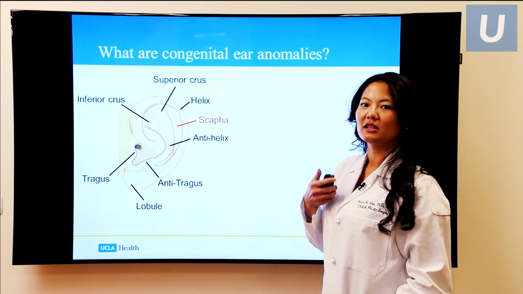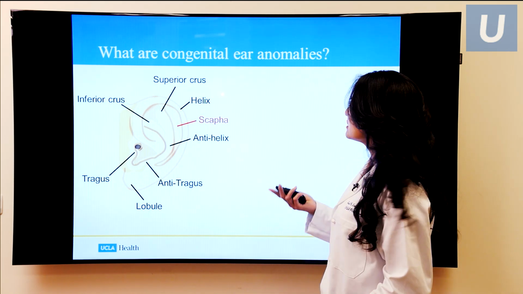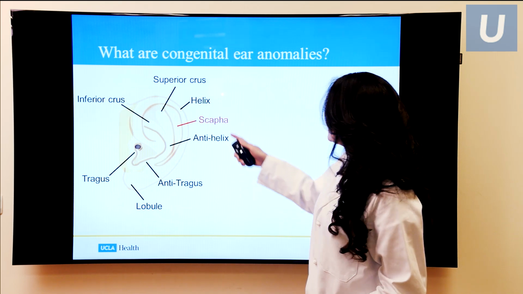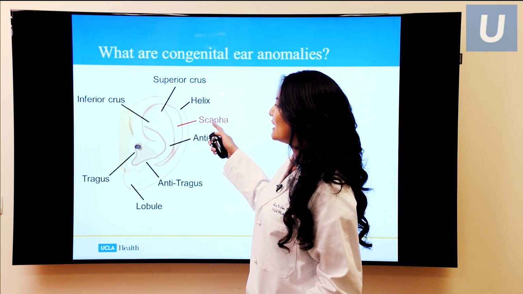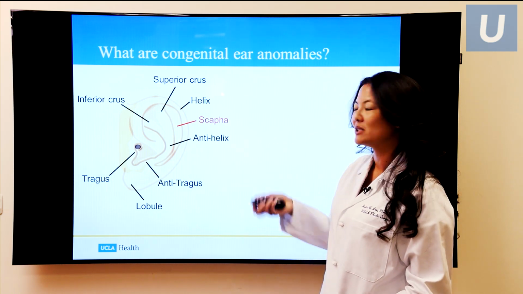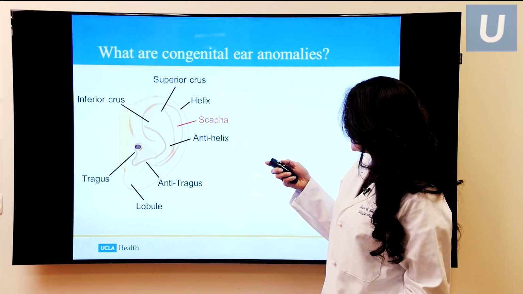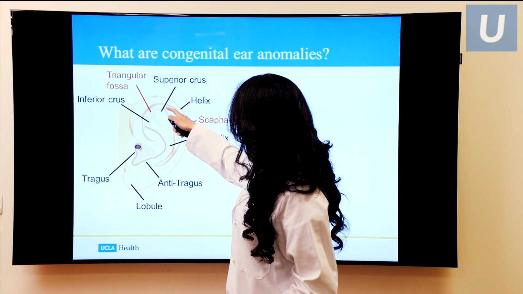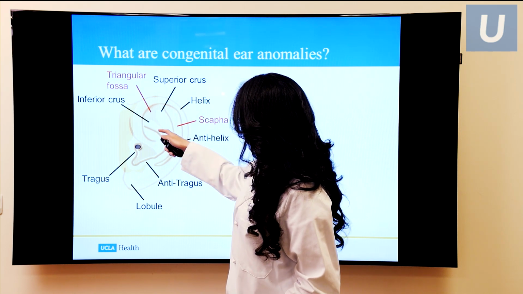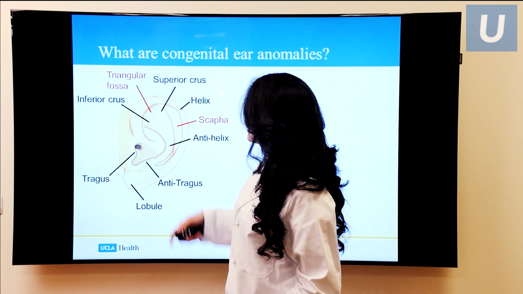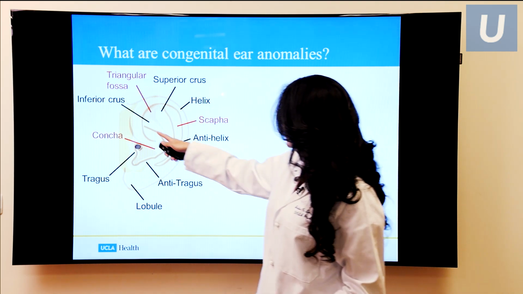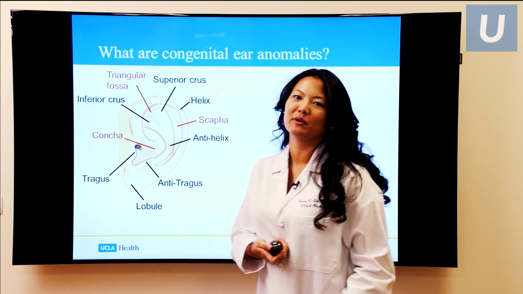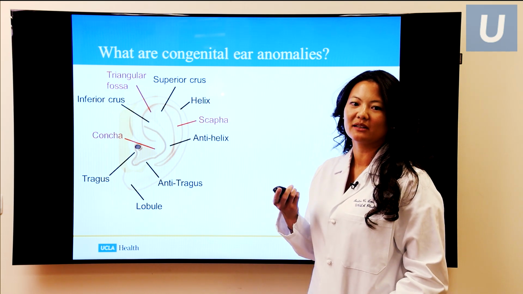Now, in addition to the convexities, there are also concavities of the ear. This concavity between the helical rim and the antihelix is called the scapha, so it's like a little groove in between the two convexities there. Here, in between the superior crus and the inferior crus is another depression or concavity called the triangular fossa. And lastly, the concha here. This is a big concavity where everyone wears their earbuds or hearing aids.